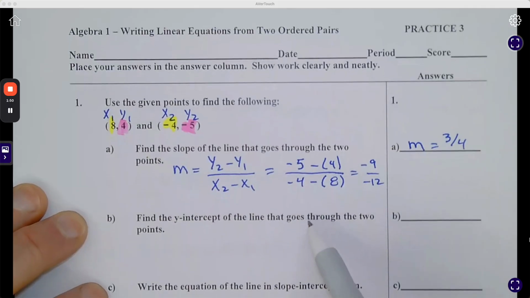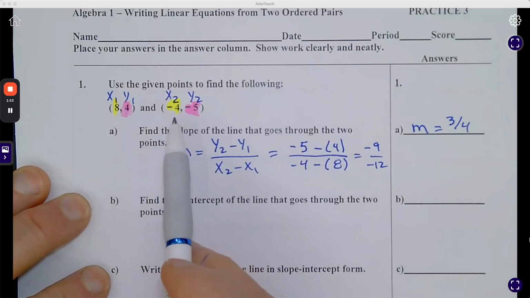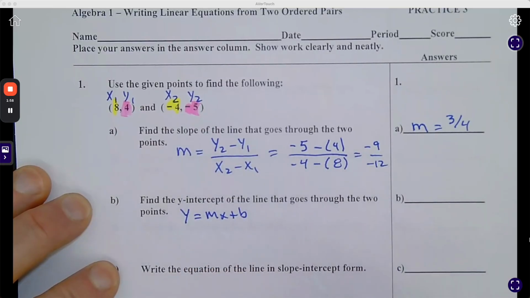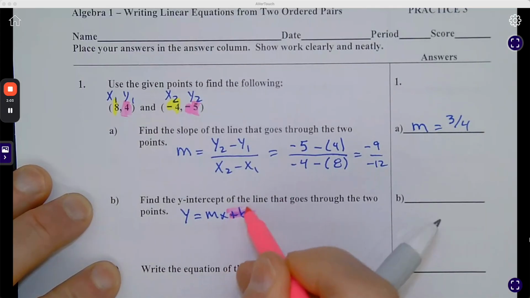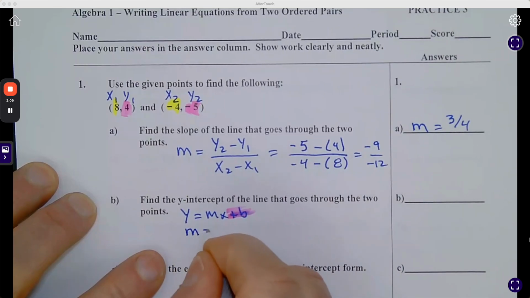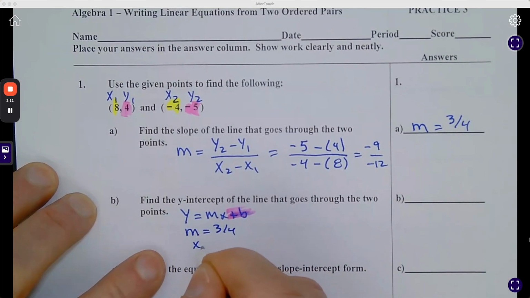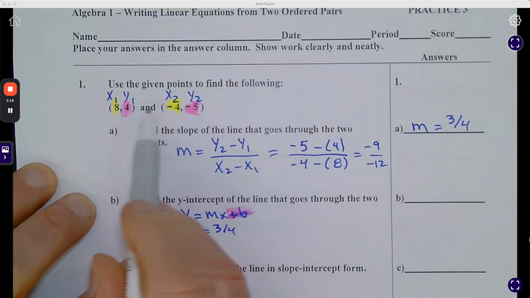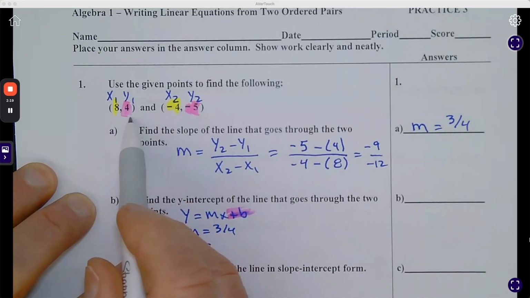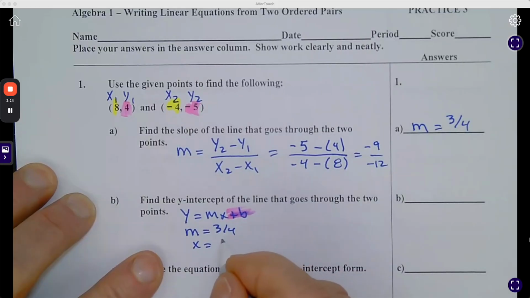All right, so now I'm going to find the y-intercept of the line that goes through these two points. So I refer to y equals mx plus b, and I substitute in what I know. Remember, the goal is to find b. I substitute in what I know, not what I want to find. What I know is the m and the x and y, which can come from either one of these ordered pairs. One of them is easier to deal with than the other. I like when they're not negative values, so I'm going to use this one. So x is 8, y is 4.